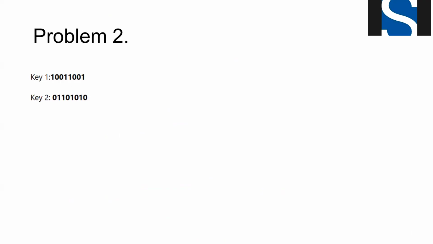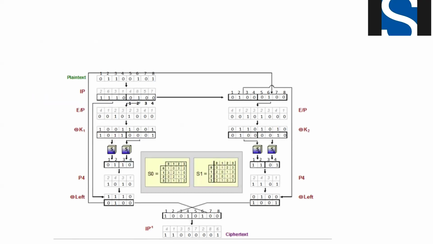Now, coming to problem 2, they have given 2 keys. Other tables will be the same, like IP, IP inverse, P4 table, and S boxes. For this, I have got some pictorial representation of the values. This is an overall compressed view of how they are solving.